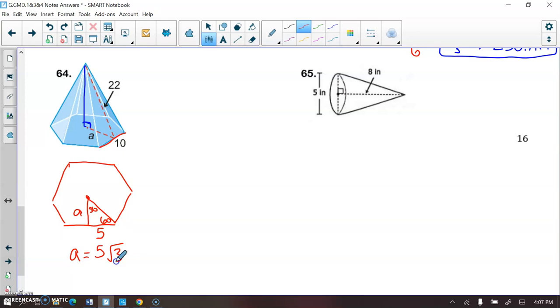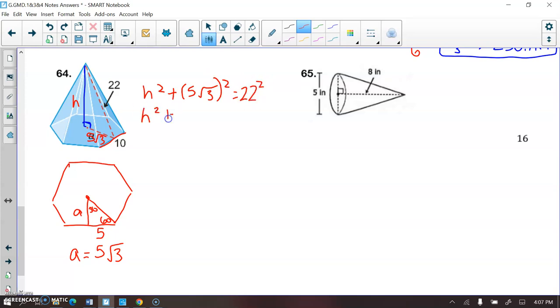So that helps me find the area of the base of this pyramid. But now I'm going to use that 5 root 3 and the 22 to help me find the height of my pyramid. And how I'm going to do that is I'm going to use the Pythagorean theorem. I have h squared plus 5 root 3 squared is equal to 22 squared.